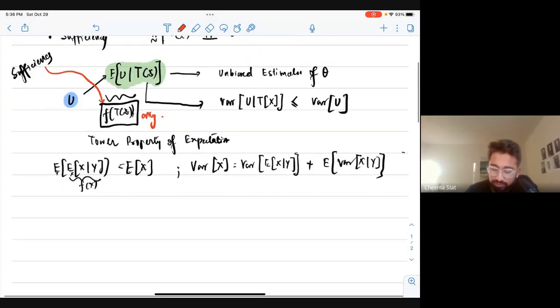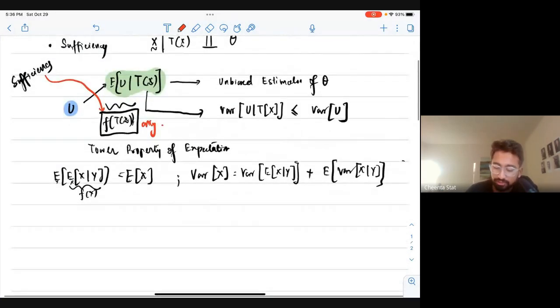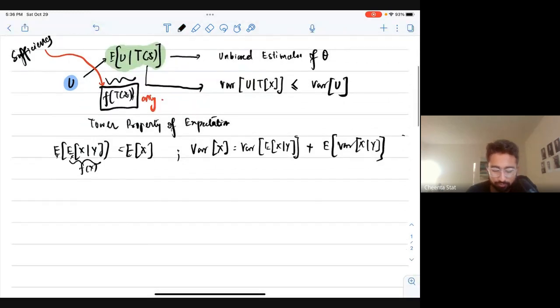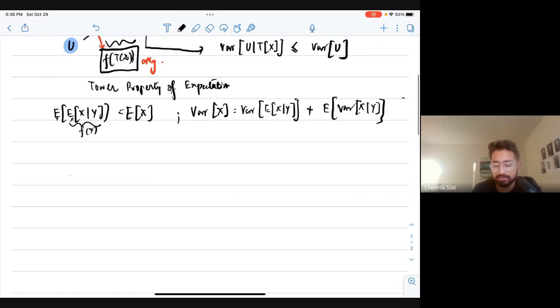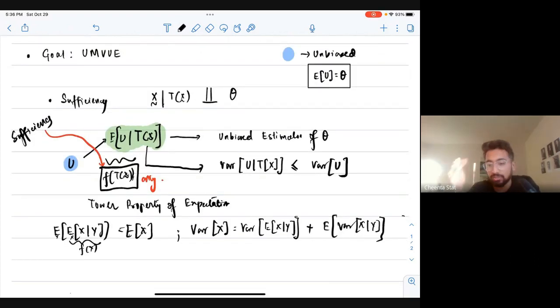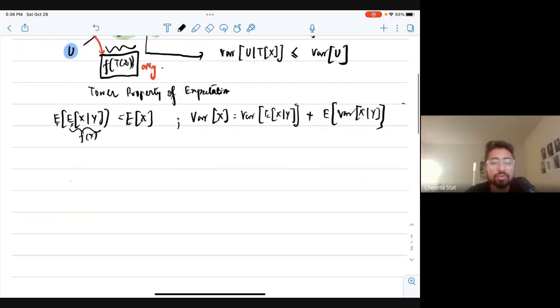These are the things that you can check. And the second thing is, why completeness? Similarly, you can follow the same procedure: you can keep on conditioning on a sufficient statistic again and again till you get a very good estimate, right? But how do you know it's the UMVUE?